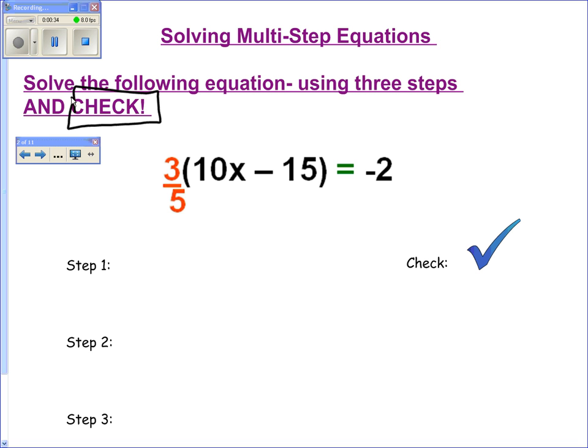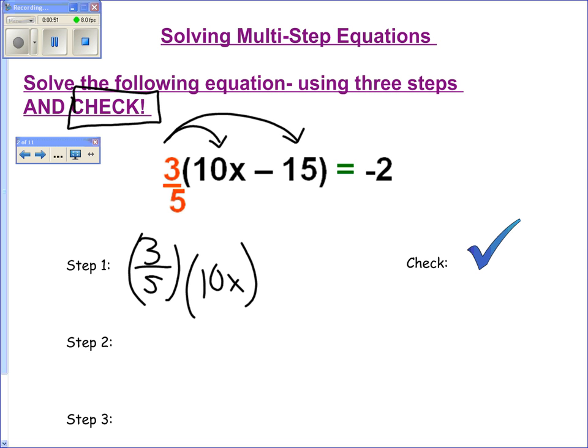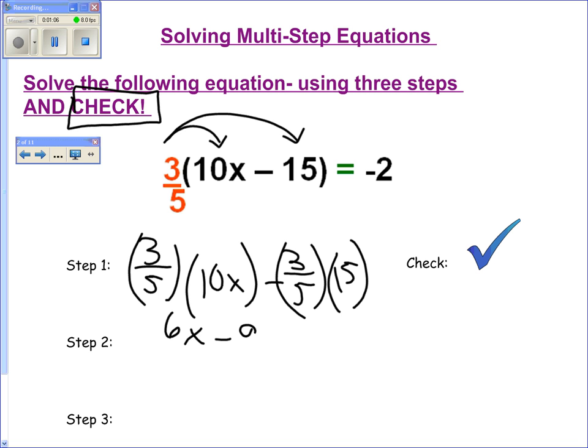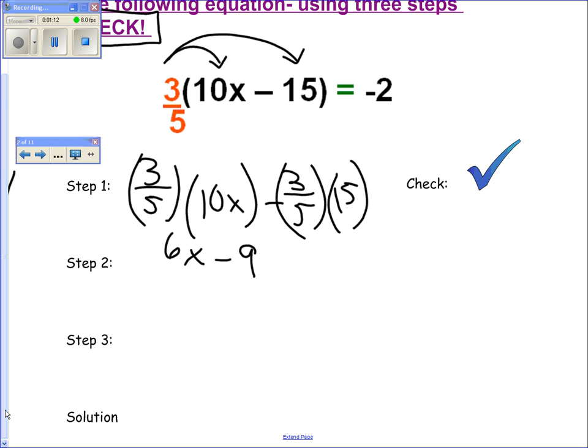So what I'm going to do first is use the distributive property. I'm going to take my 3/5 and distribute it to both terms inside the parentheses. So when I multiply 3/5 times 10x, I'm going to end up with 6x. And then I'm also going to multiply 3/5 times 15, which is going to give me a -9. I'm just going to scroll down a little. Okay, and then we still have that set equal to -2.